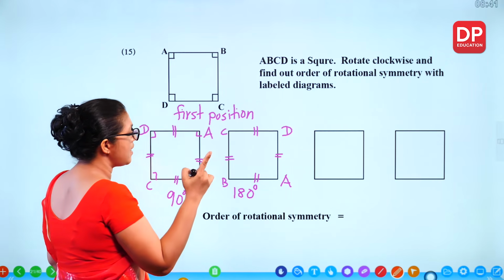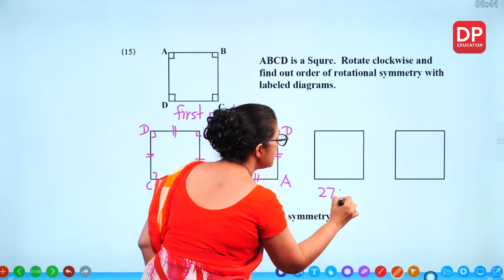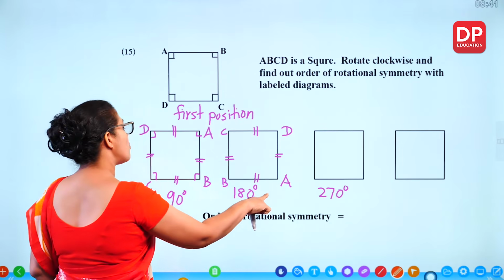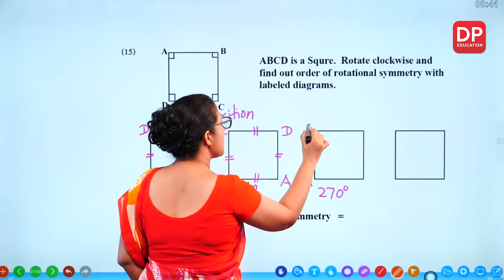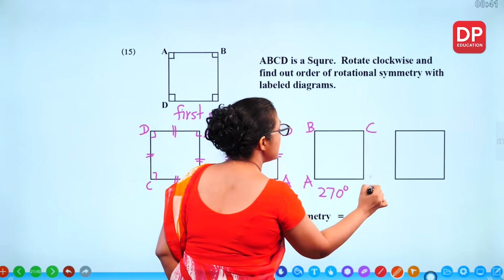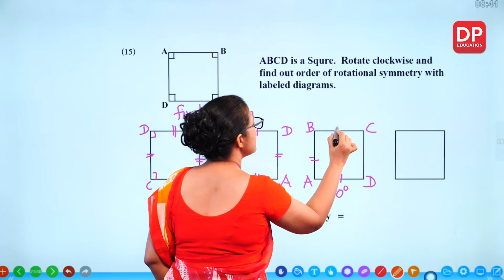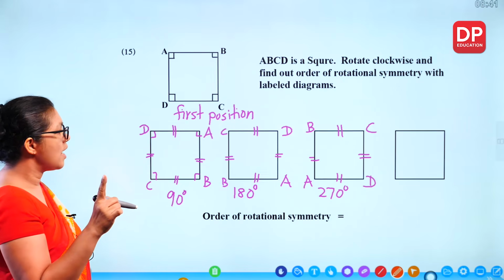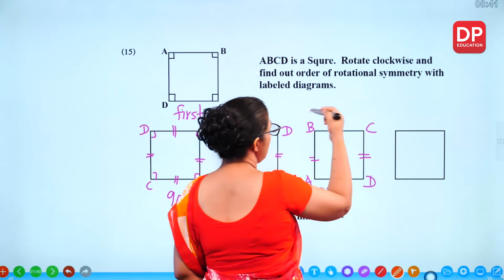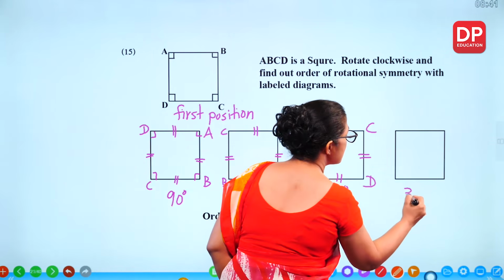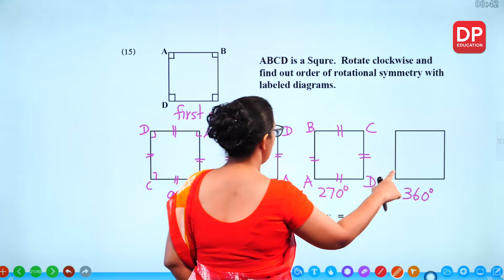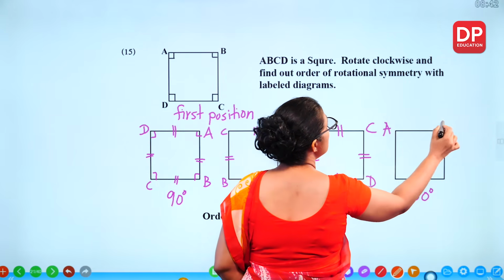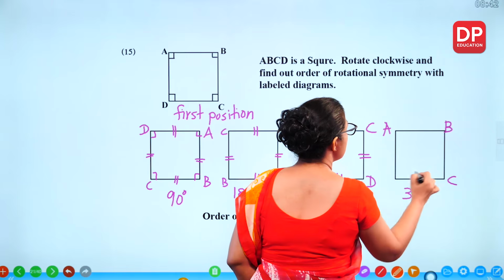Then another 90, that's 270 degrees. What happens to A? A goes here: A, B, C, D. So all sides are equal, so at 270 degrees you also get the same shape. Again another 90 degrees, that's 360. You get the original shape, A, B, C, D.